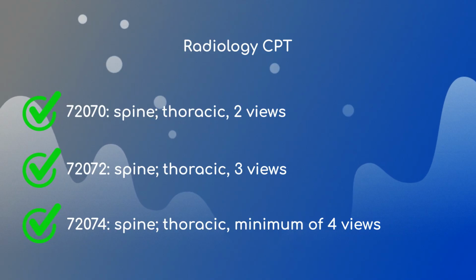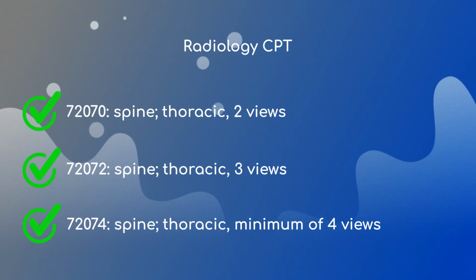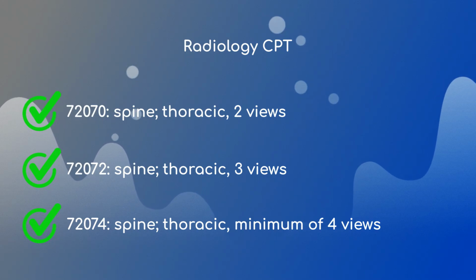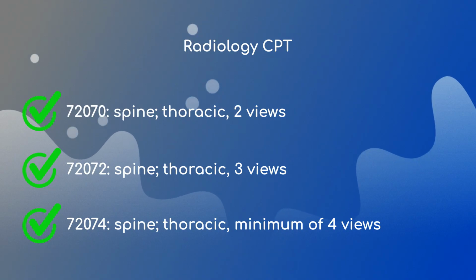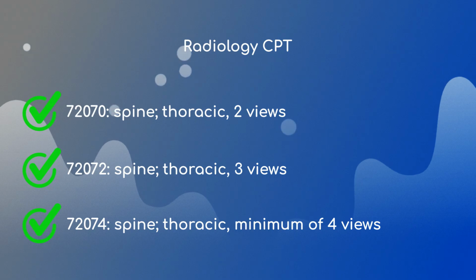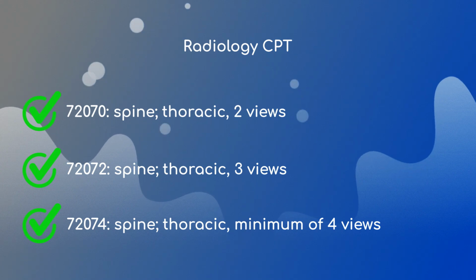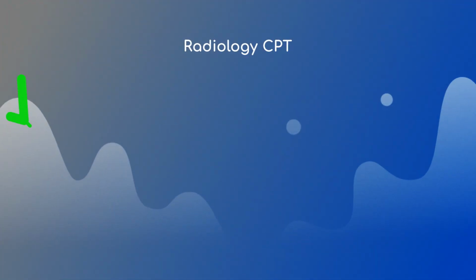CPT code 72070, radiologic examination, spine, thoracic, 2 views. This code is used when the radiology report documents exactly 2 views of the thoracic spine, mid-back. CPT code 72072, radiologic examination, spine, thoracic, 3 views. This code applies when 3 views of the thoracic spine are taken.